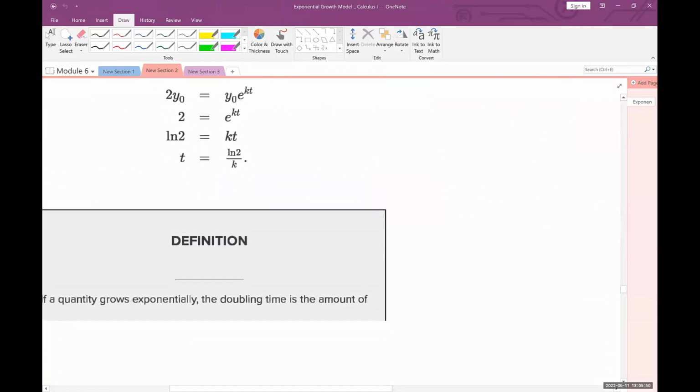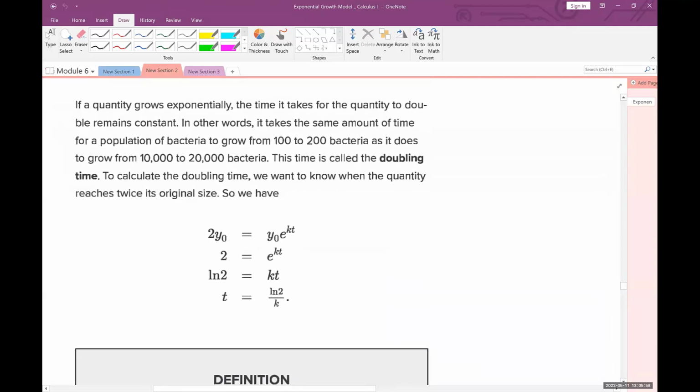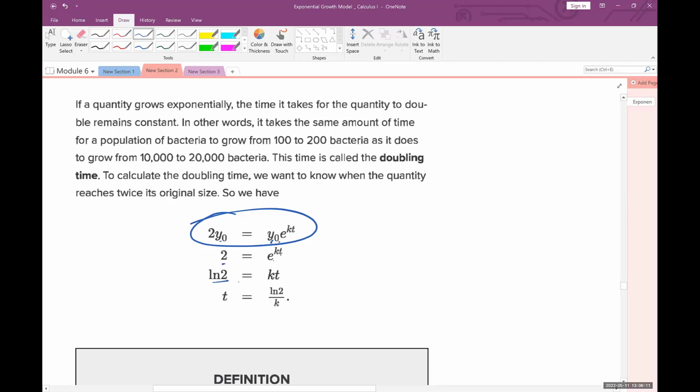Okay. What I want to also hit on is this concept of doubling time. If you're going to double what you started with, that means you can divide that initial amount out. You have 2 equals e to the kt, taking the natural log of both sides, natural log of 2 equals kt. So to get the time to double, it's going to be natural log of 2 over k, where k would be your rate. So in a money situation, a doubling of money, it's going to be the natural log of 2 divided by whatever the interest rate is.